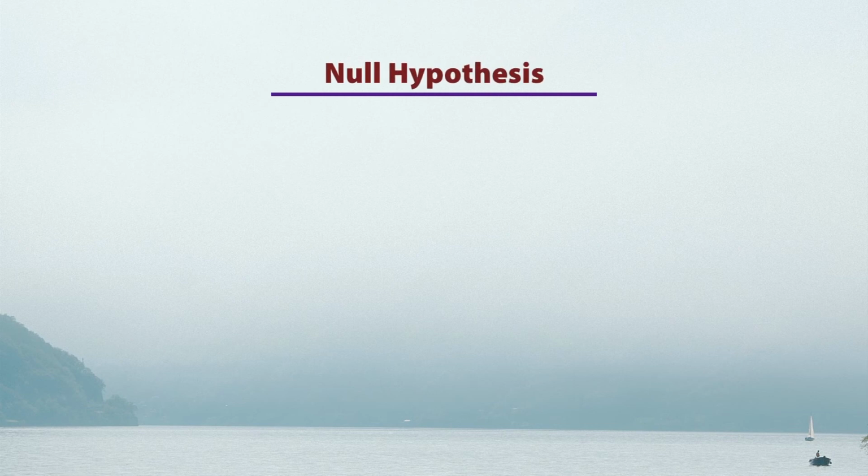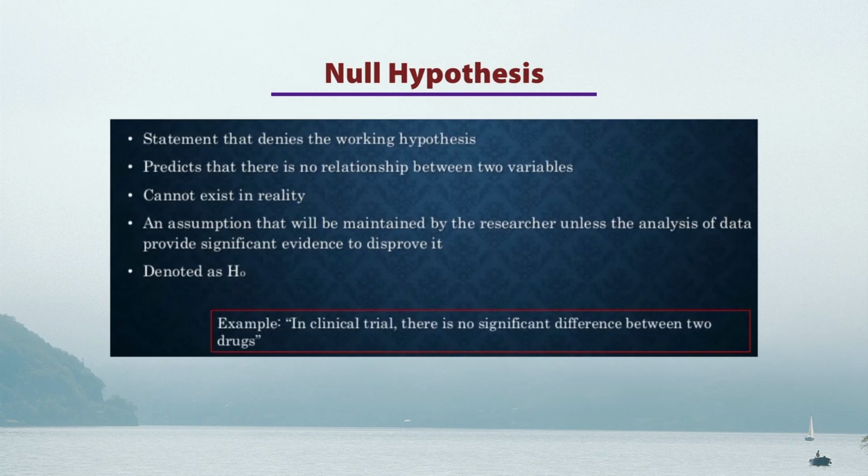And when you go more into the backdrop of the null hypothesis, this is a statement that denies the working hypothesis, predicts that there is no relationship between two variables, cannot exist in reality, an assumption that will be maintained by the researcher unless the analysis of data provides significant evidence to prove it, and is denoted as H0, which I have already talked about, or we can say H naught.